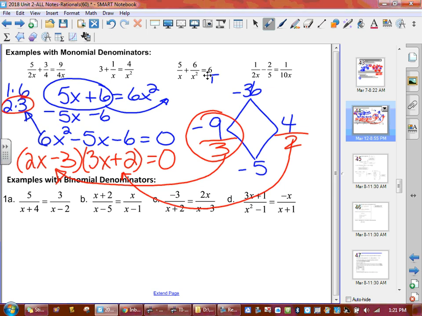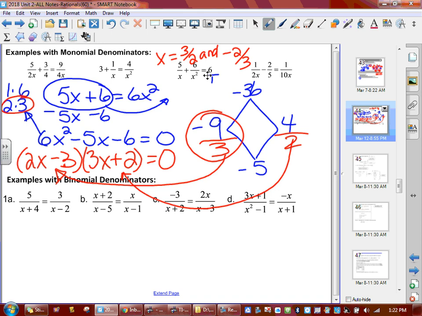So this guy's going to give us negative 2 over 3. And this guy's going to give us positive 3 over 2. Yes? Was that your question? No, I figured it out. Oh, you did? Okay. So the actual answers for x are positive 3 over 2 and negative 2 over 3.